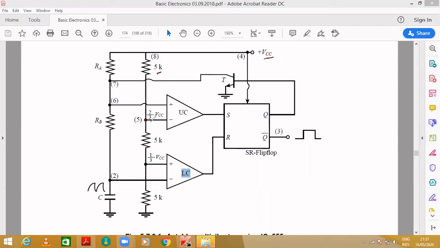Next, the same 2 by 3 VCC will again meet one more resistance, and some of the voltage will be dropped here.